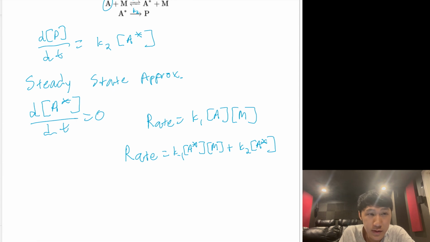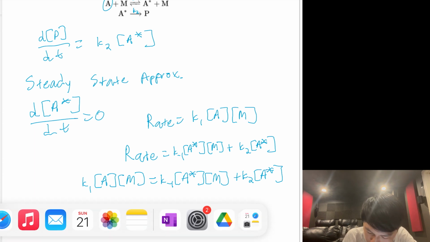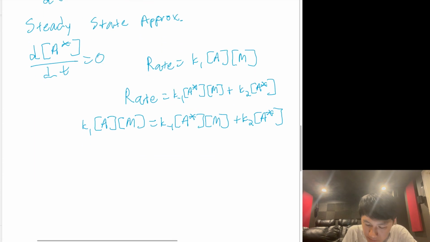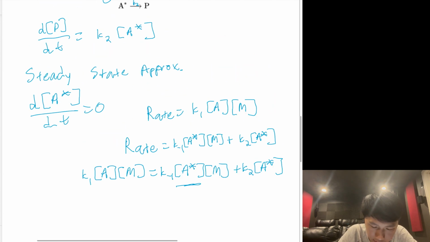Then, using the steady state approximation, we know these two rates are going to be equal to each other. So we can say k1 times the concentration of A times the concentration of M is equal to k-1 times the concentration of A star times the concentration of M plus k2 times the concentration of A star. Then what we can do is isolate this concentration of A star term, so we can plug it back in to our equation up here.